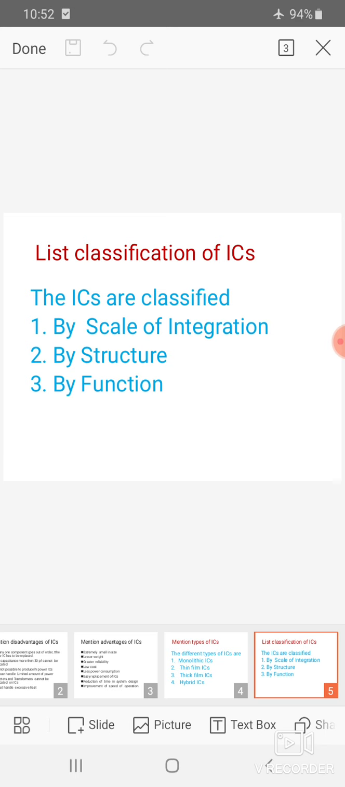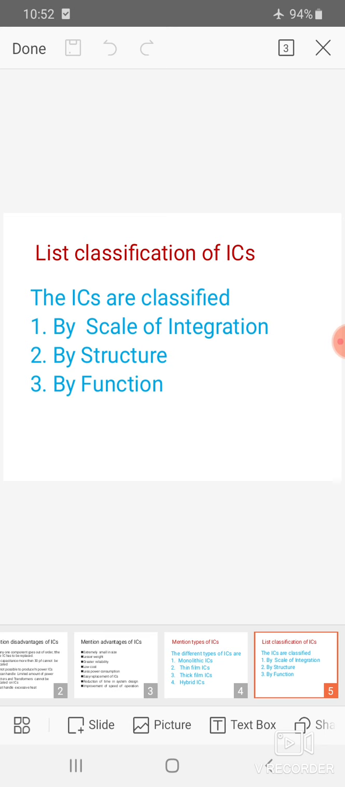By structure, ICs are classified as film ICs, that is, thin film IC and thick film IC. Then the ICs are also classified by function. In this there are two classifications, analog IC and digital IC. Analog ICs use analog signals for their operation, or those ICs are used for analog operations. Then some ICs are used for digital operations, so those are called digital ICs.